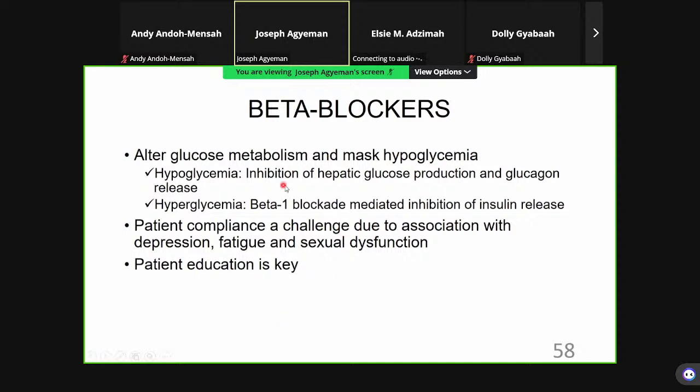So side effects, notably, of course, as for the sympathetic antagonism, you know already. But beta blockers are also known to alter glucose metabolism. With their beta-1 blockade, they can also mask hypoglycemic signs and symptoms. So the autonomic signs and symptoms during hypoglycemia.